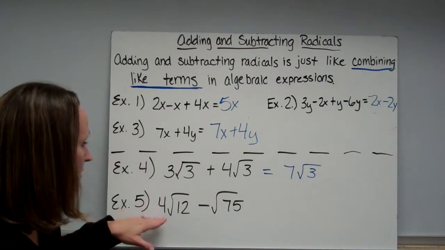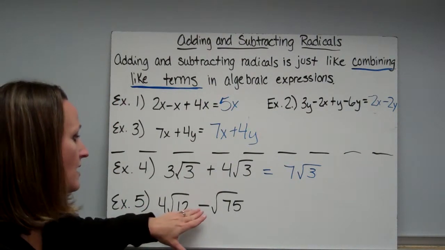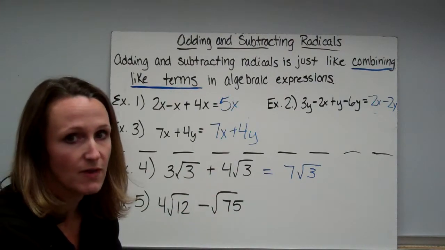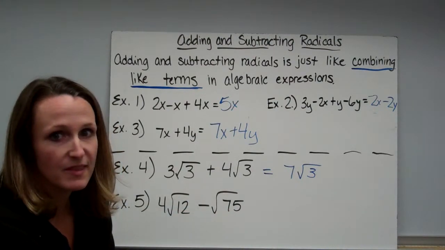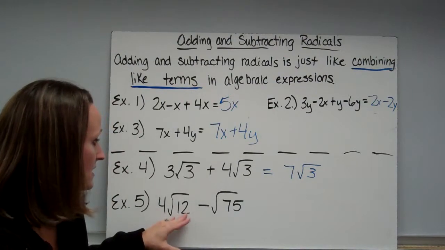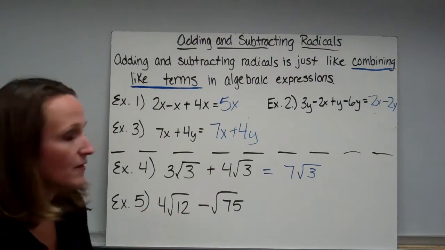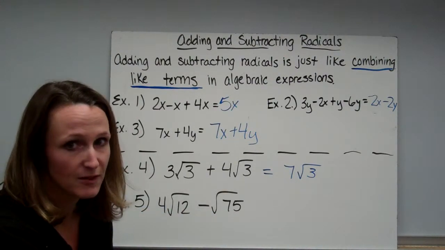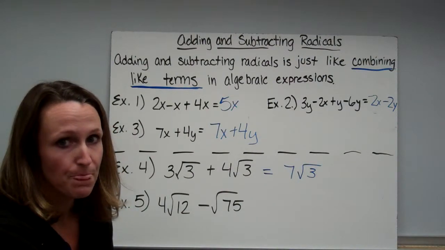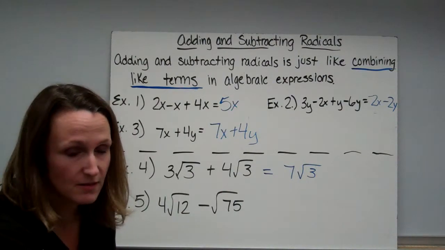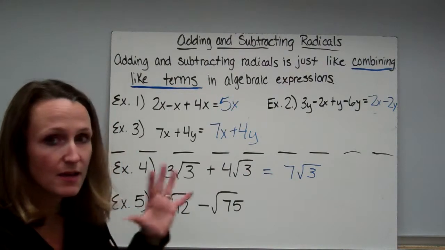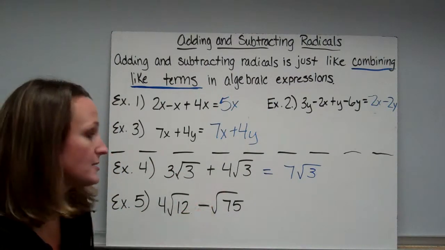So now we look here. 4 square roots of 12 and minus the square root of 75. Don't brush this off and think nothing can be done, because you have to first look at these and think, are they simplified? Again, go back to your fraction knowledge. Do they have a least common multiple? Do they have a common denominator?